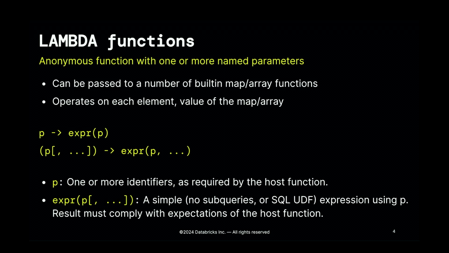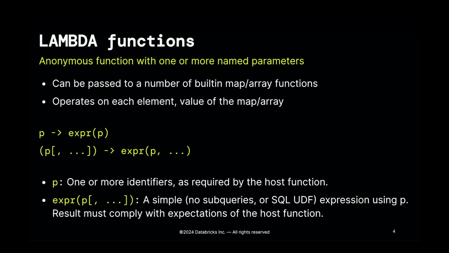Lambda functions are anonymous functions which take at least one or more named parameters, and they can be passed to a number of built-in functions. Typically, these are map and array functions, so they operate on each element of the array or on each value of the map. If it's a single parameter, you can just have p, right arrow, and then an expression which depends on p. Or you can have a tuple, P1 through Pn, used with an expression which also depends on these multiple parameters, P1 through Pn.